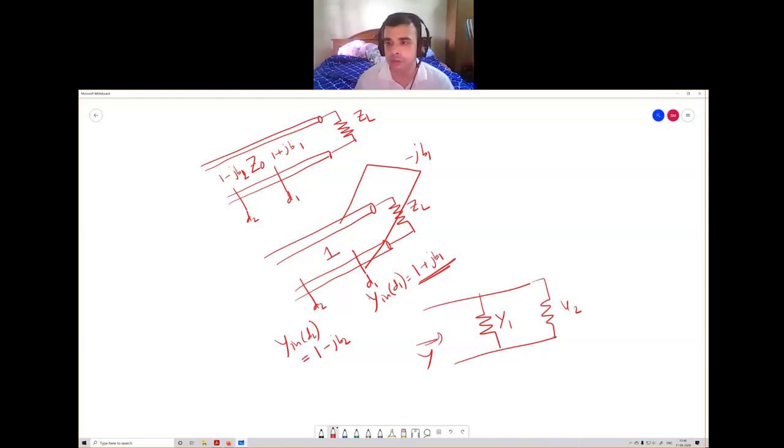Do you understand the concept? All we need to do is find the points on this line where the input admittance is 1 plus jB1 or 1 minus jB2. And there, if we add a parallel stub whose input admittance is minus jB1 or plus jB2, we get a match. That's our goal. This is how single stub matching works. Do you get the idea? I will explain it in detail again. Did you get the basic idea? Any questions?